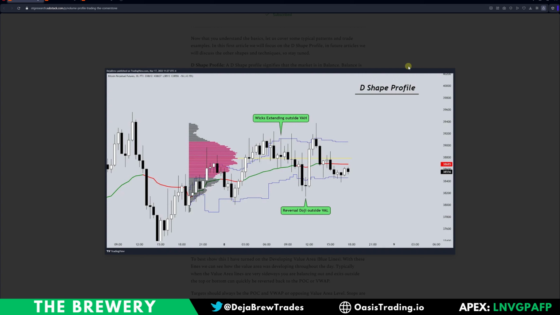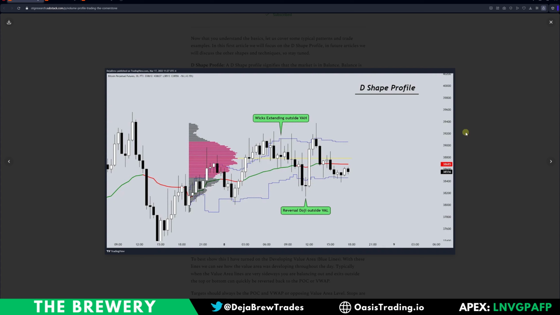So the value area here is the blue line. You can see the blue line is the developing value area high. That is how the value area high was shifting throughout the day. The blue line on the bottom is the value area low. That is how the value area low was shifting throughout the day.